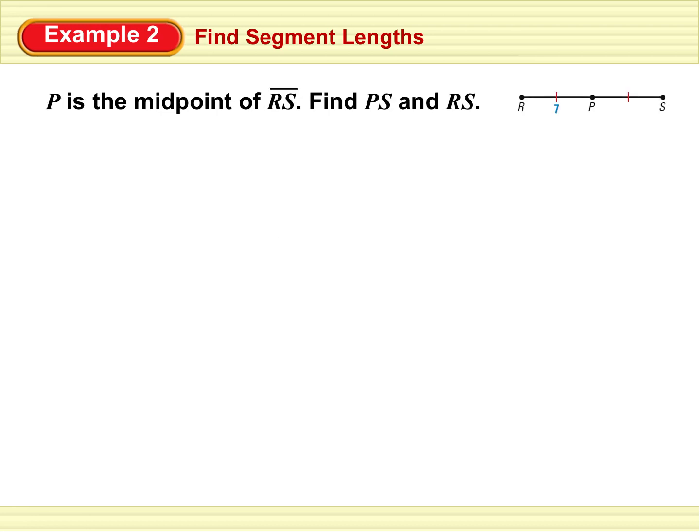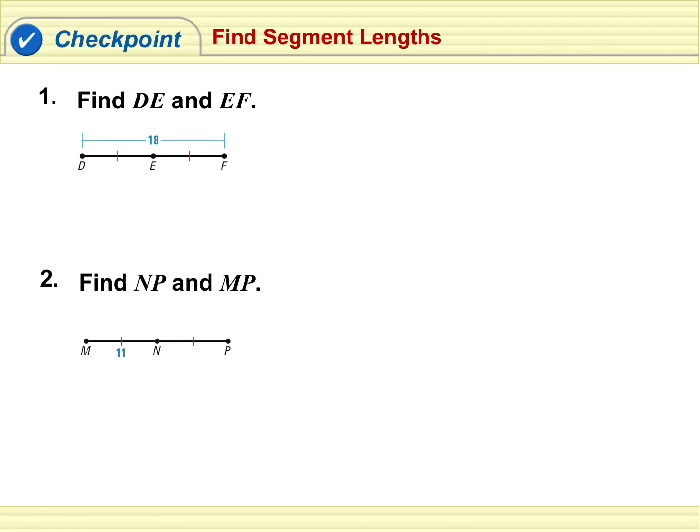Okay, so on this one, it says P is the midpoint. That's the middle. And it wants us to find PS and RS. Let's find PS first. If this tick mark is 7, what's the other one? 7, why? Because they're congruent, they're the same. Yep, so we found PS. We need to find RS. What's RS? 14. The whole thing, right? So in order to find this whole thing, we need to combine. So we need 7 plus 7 is 14.